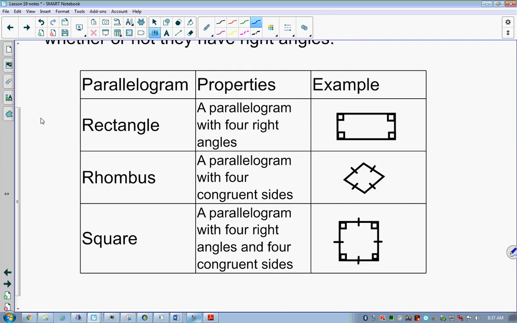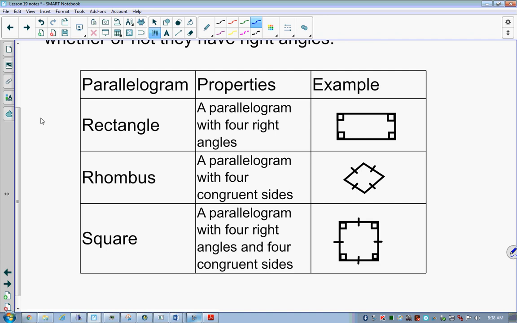All it has to be is a four-sided figure with four congruent sides. Okay? Which is typically what people get confused with a square. A square has to have both of those things. So a square is a rhombus, a square is a rectangle. Not all rectangles are squares, not all rhombuses are squares. Some rhombuses are squares. Some rectangles are squares.